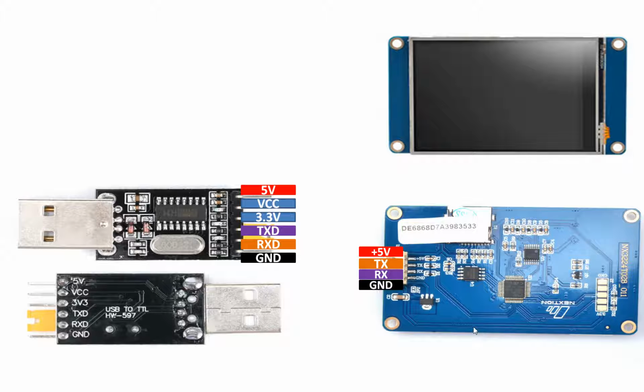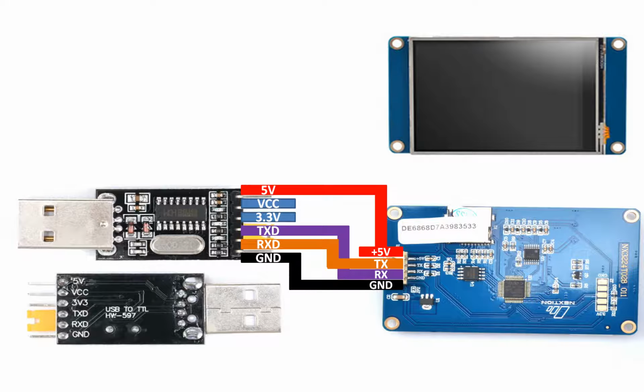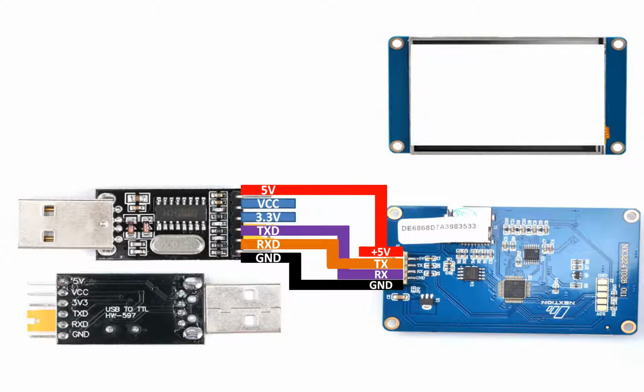Now let me show you how to connect this with the Nextion touch screen. The 5V pin of the CH340 device will go directly to the 5V pin of the touch screen. The TX pin of the CH340 device will go to the RX pin of the touch screen, and the RX pin of the CH340 or any USB to TTL device will go to the TX pin of the touch screen, and then ground will go to the common ground. In this way, our connection from the CH340 USB to TTL device to the Nextion touch screen is completed.